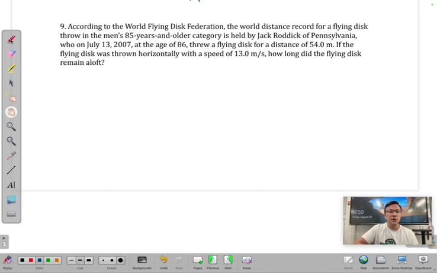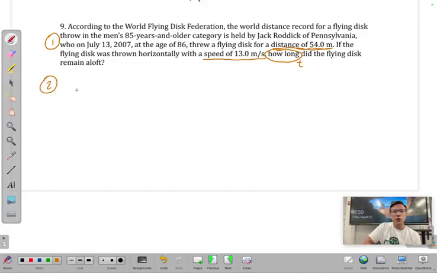According to the World Flying Disc Federation, the world distance record for a flying disc thrown in the men's 85 years and older category is held by Jack Roddick of Pennsylvania, who on July 13, 2007, at the age of 86, threw a flying disc for a distance of 54 meters. If the disc was thrown horizontally with a speed of 13 meters per second, how long did the flying disc remain aloft? So I'm going to circle how long, and I'm even just going to write t next to that because that is asking me for a time, not a distance. There's our first point right there.